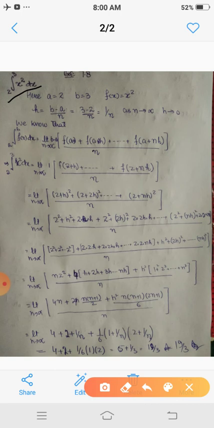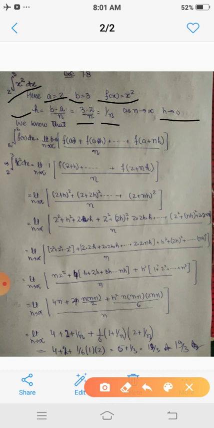Clearly it is of the form integral a to b f(x) dx, where a is 2, b is 3, f of x is x square. We know that h in the definition of definite integral as a limit of sum is equal to (b minus a) upon n, which is (3 minus 2) upon n, that is 1 by n. Now as n tends to infinity, this h will tend to 0.